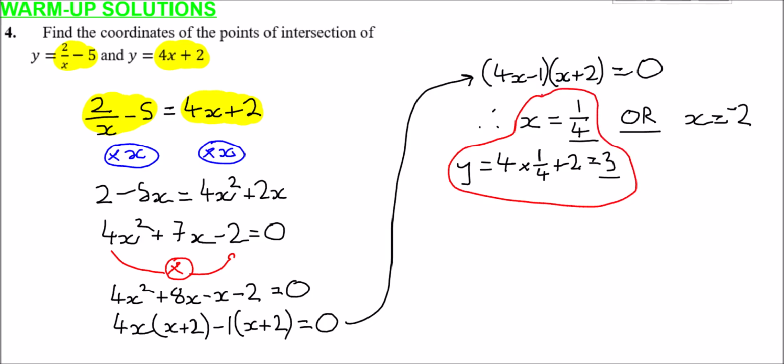We now do the same considering what if x were -2. Well, if x were -2, y would be 4 times -2 plus 2, which would be -6.